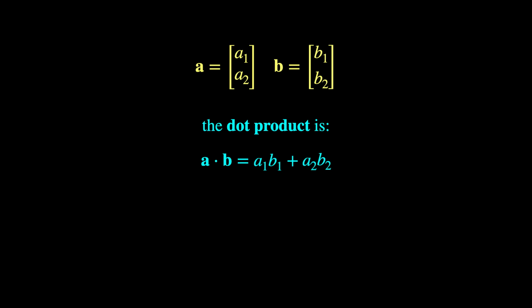Notice that the dot product of two vectors is a single number, not a vector. Now, there is a way to understand the dot product geometrically, but here let's just point out one occasion where we've already seen this type of operation.